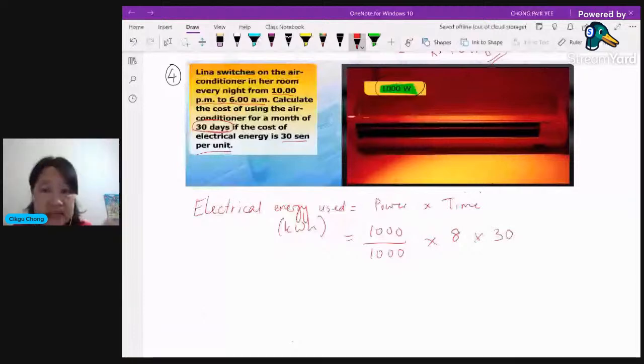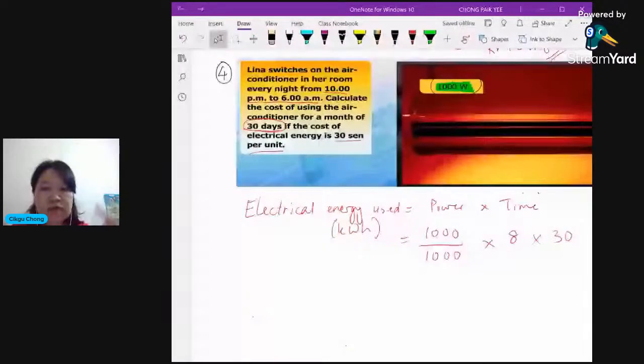Okay. You find 8 first, correct? You can also do it this way. You find your 8 kWh, then only times 30. For me, I put together. So put together easier. So just cancel zero, nothing to do here. So it's 240 kilowatt hour. Now this is for 1 month. So now we go on to calculate the cost.